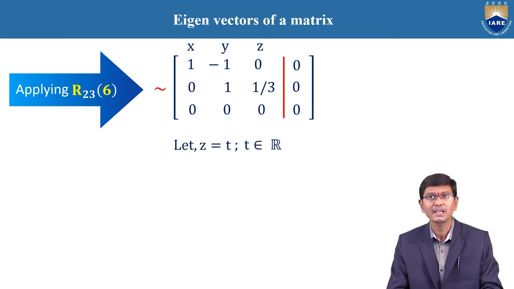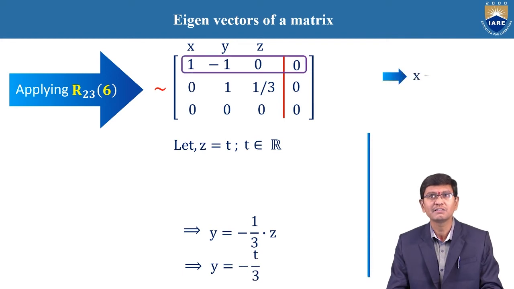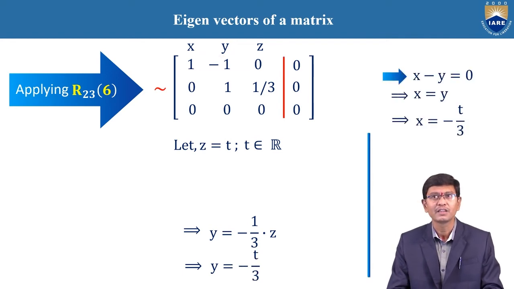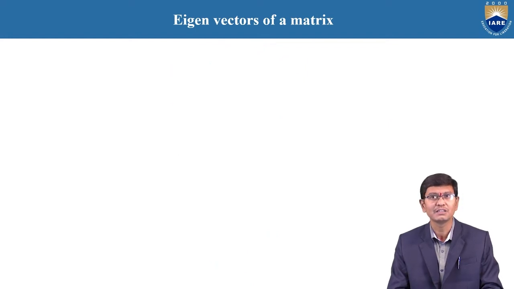Therefore, the equations are x minus y plus 0 is equal to 0, and 0 plus y plus 1/3 into z is equal to 0. By using these equations, the first equation reduces to x is equal to y, and again we take z is equal to t as a parameter value.